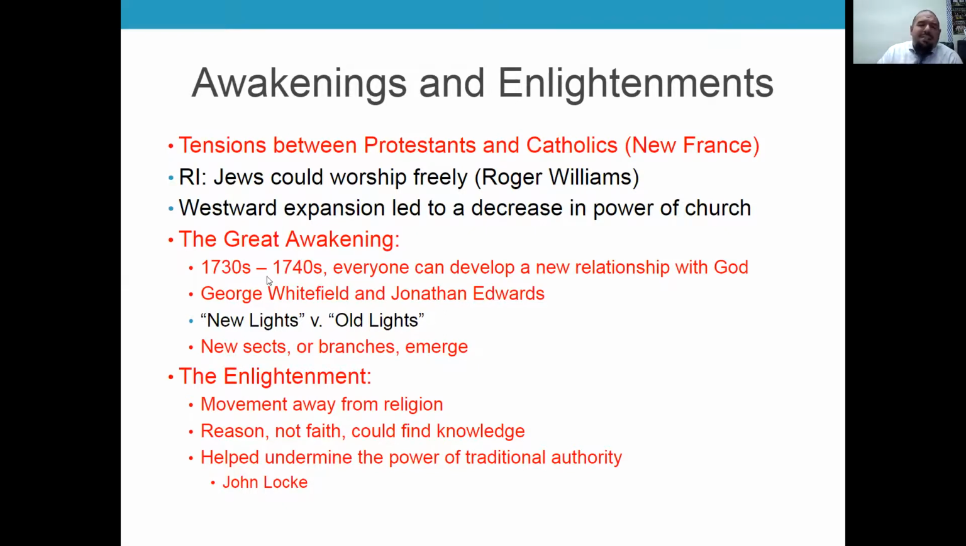Remember the Great Awakening in the 1730s, 1740s. This Great Awakening is trying to get people to be more religious. This movement had everyone can now develop a new relationship with God. George Whitefield and Jonathan Edwards are going to be the big time leaders of this movement in America. And you have the New Lights versus the Old Lights. These New Lights, like Edwards and Whitefield, are saying that you can develop this new relationship with God, and they're going to give fiery sermons. Versus the Old Lights, who are the traditional people, with boring sermons. And this is going to lead to new sects, S-E-C-T-S, or branches, to emerge.